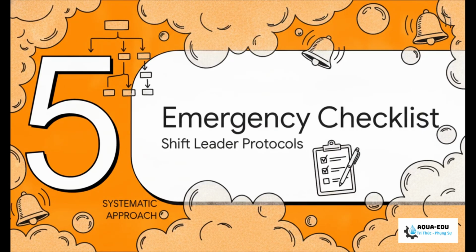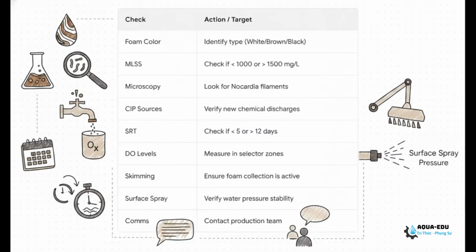Almost done. Section 5. The emergency checklist and shift leader protocols. Honestly, print this list out, laminate it, and stick it right there on the wall in the control room. Running through these 9 checks systematically guarantees you are actively managing the crisis, not just reacting to it in a panic. Let's run through it.